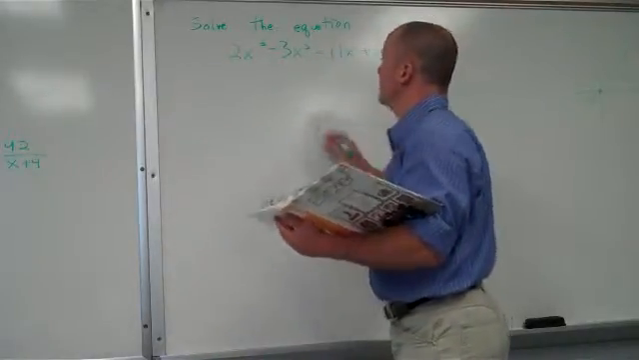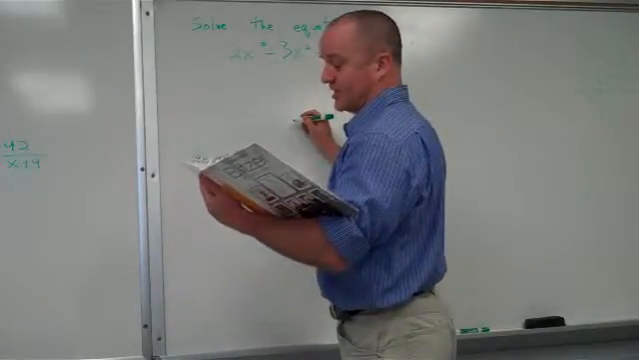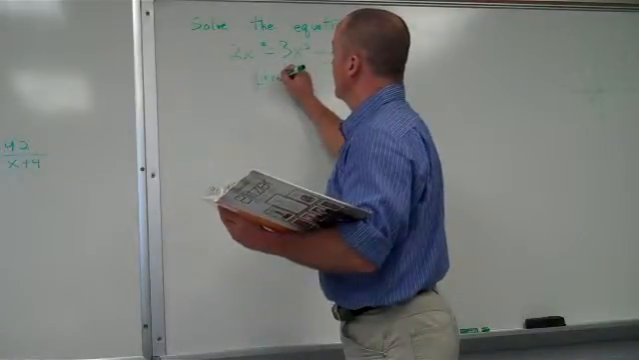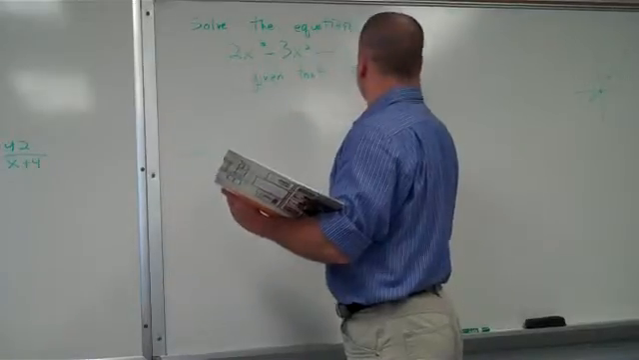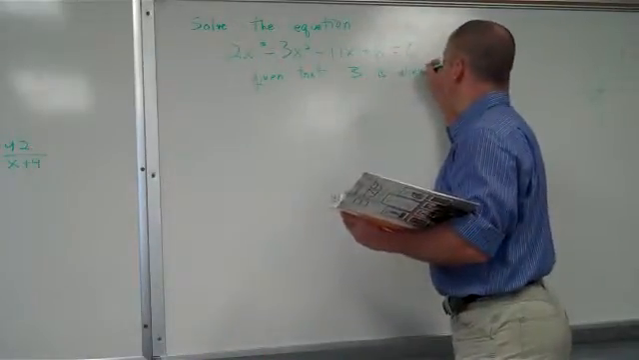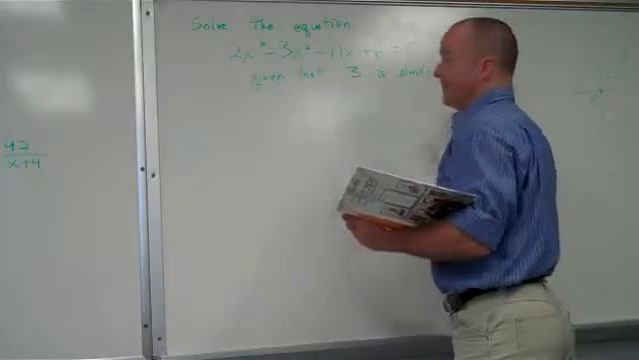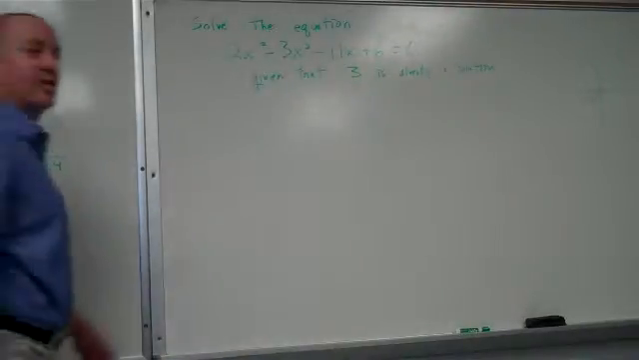Okay, solve the equation 2x cubed minus 3x squared minus 11x plus 6 equals 0, given that 3 is already a solution. Okay? Solve that equation for all other solutions, given that 3 is already a solution.